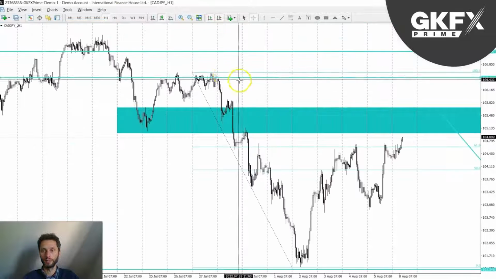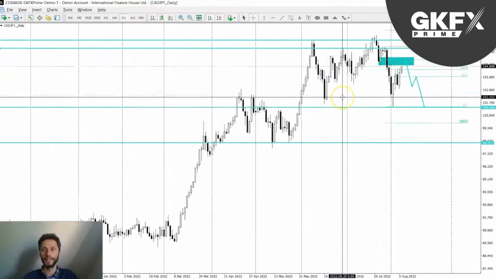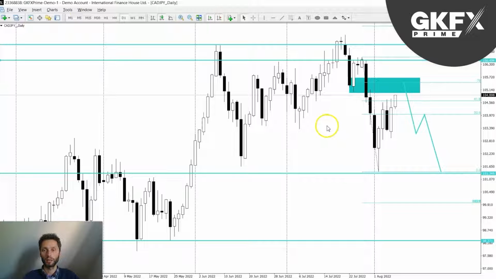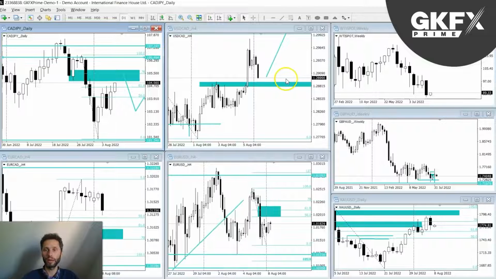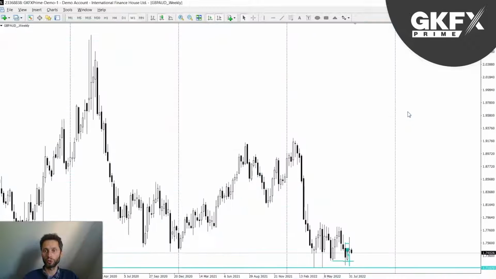So that's the CAD Yen. Let's see how it works out. Might need to wait a little bit for that to happen, maybe a few days for the market to play out. So let's see how it goes on that. Okay, that's the CAD Yen. Now let's move on to another minor pair. We've got the pound Aussie here.